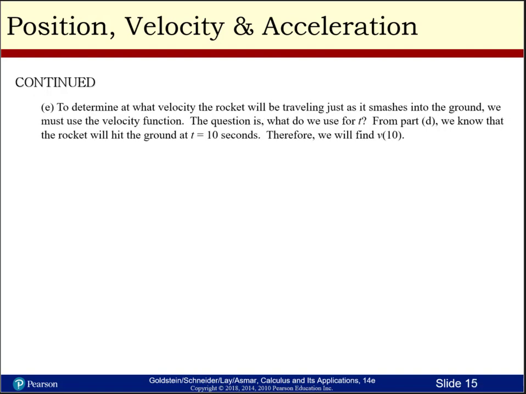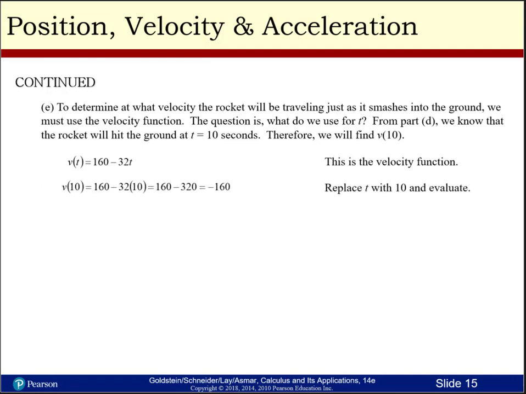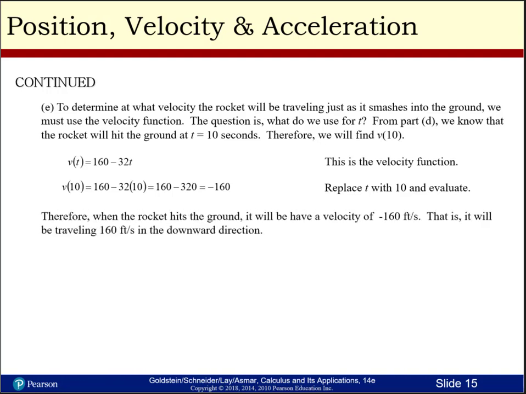To determine how fast the rocket is going, what its velocity is as it hits the ground, we're first going to use the velocity function. So the question is, what do we know? Well, we know that when it hits the ground, the time was 10 seconds. So all we have to do is plug in a t, do the arithmetic, and the velocity is negative 160. That means that when the rocket hits the ground, it'll have a velocity of negative 160 feet per second. That means it'll be traveling 160 feet per second in the downward direction.